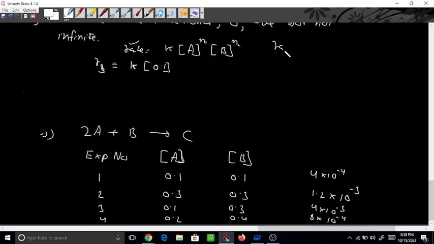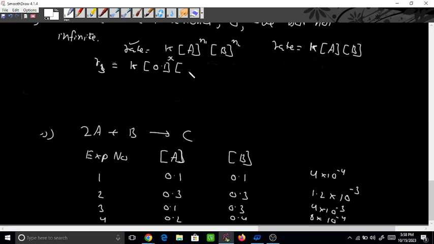What was the rate expression? Rate is equal to K into concentration of A into concentration of B. What do we substitute as K? K is not given to us. This is the rate which they have given, and the rate constant they have not given. The concentration of A and concentration of B they have given. So if we write R3, write this to the power x. I will write x.